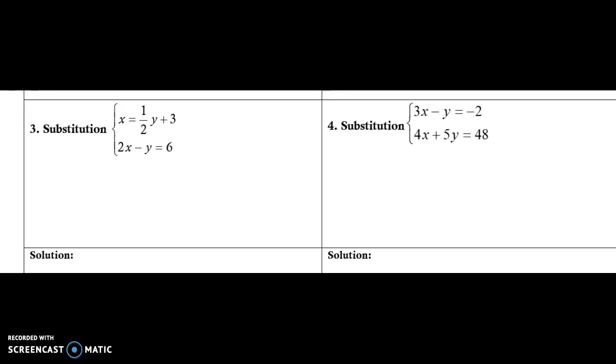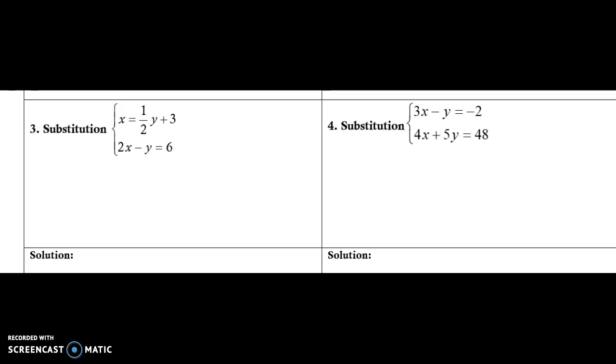All right, so when we're substituting, remember that we need to have an x or a y by itself to start out with. So looking at the two equations given, this one right here already has an x by itself. So I know that x is going to be half y plus 3.